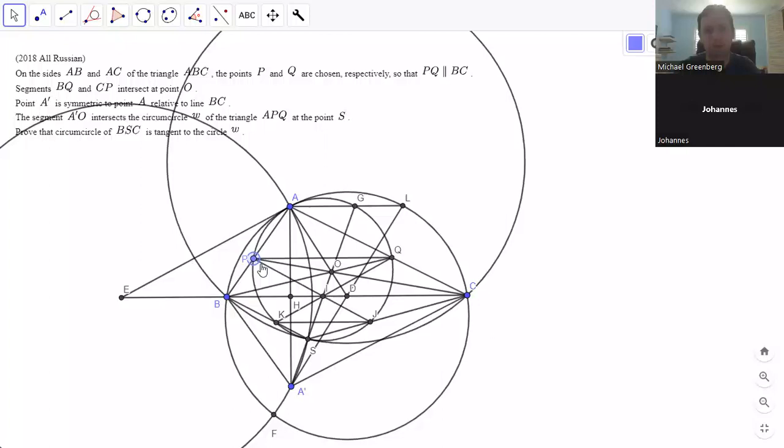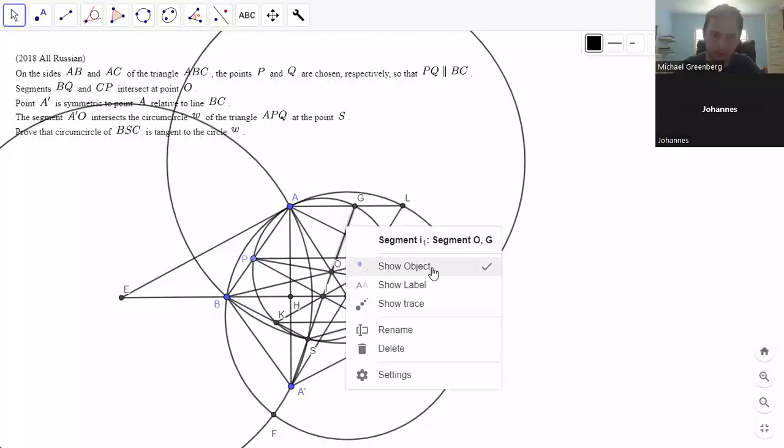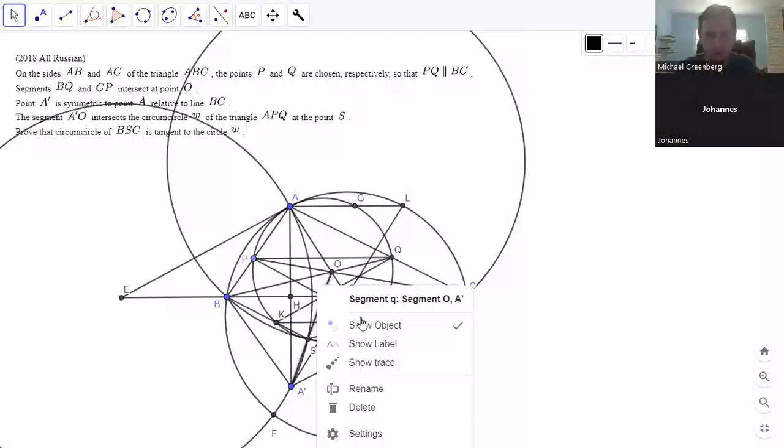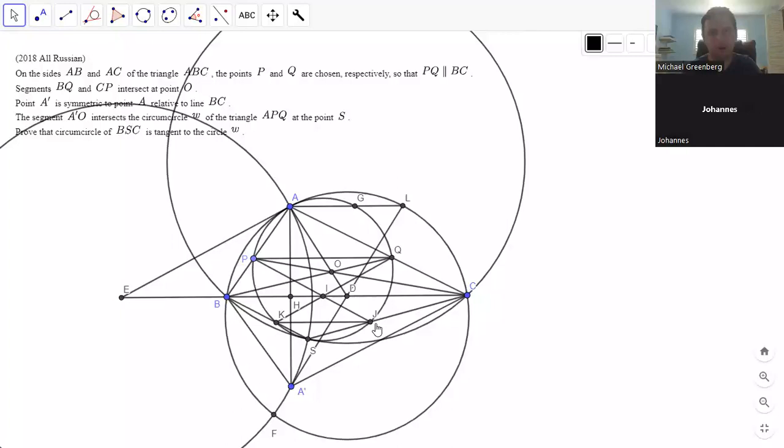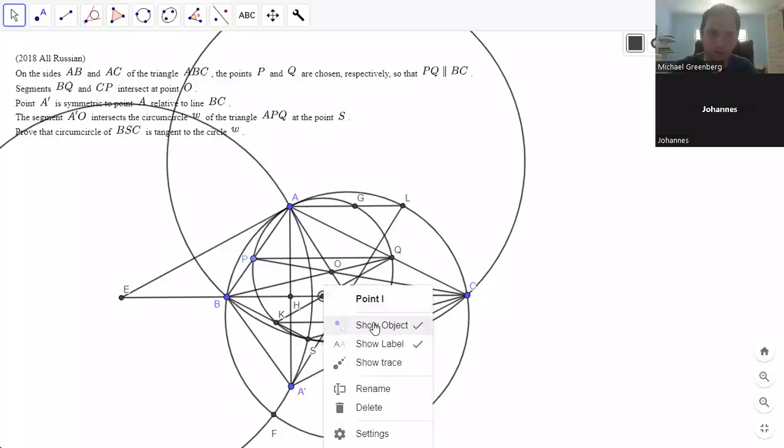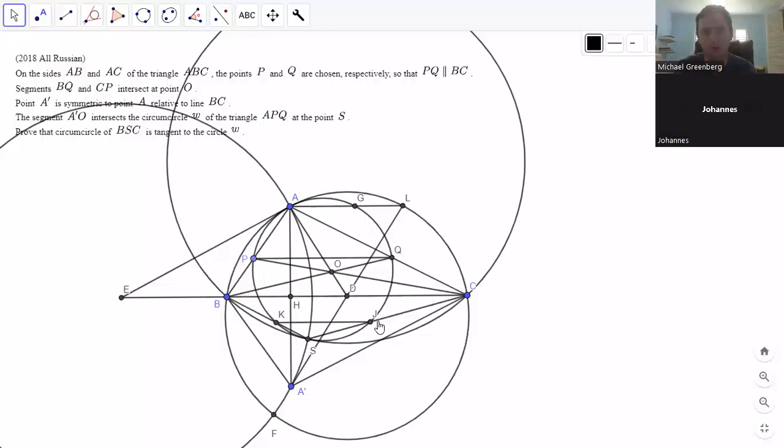So what if I hide this segment? As we move P, I feel like I is kind of confusing things, so I'm going to hide I for now. You just want to show, as we move P, that A prime, O, and G are collinear. So I think we can do Menelaus on ADL.